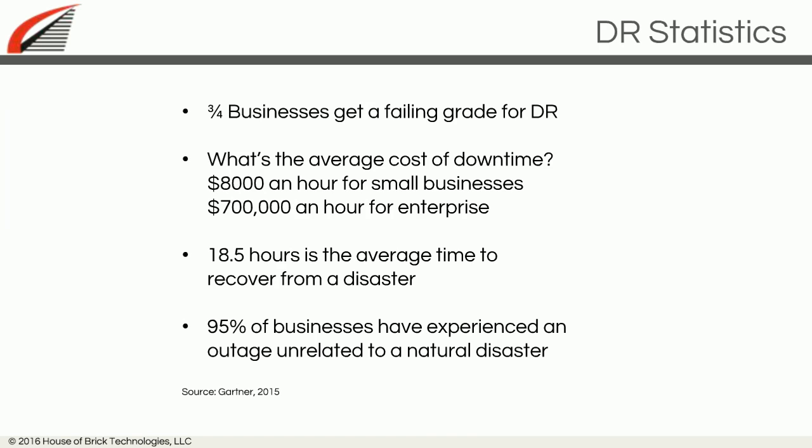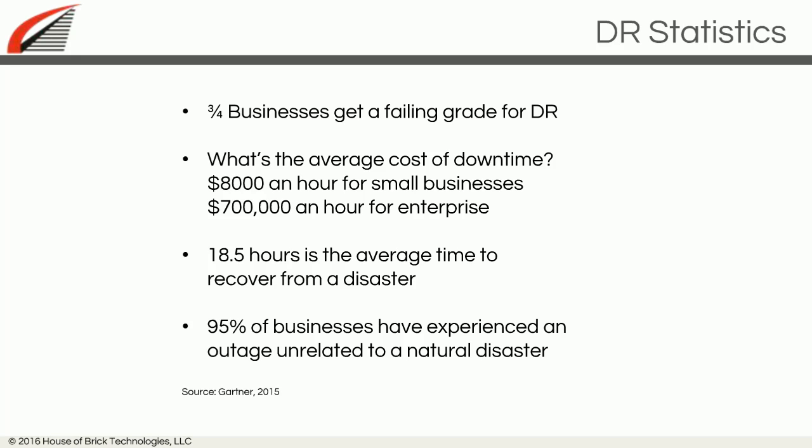Well, and that's a good lead up. You talked about 8 hours of extra downtime, and here's another stat that Gartner published. For a small business, that probably means about $8,000 an hour that you're losing. So for this customer that you're talking about, that's very significant. And it goes all the way up to $700,000 for an enterprise per hour. 18.5 hours is the average time to recover from a disaster. So 18.5 hours is too long. You can see that from bullet 2. There's a lot of revenue that got lost. And 95% of businesses have experienced an outage unrelated to a natural disaster.